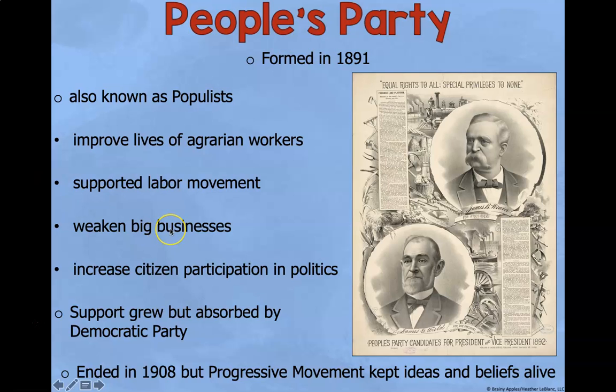When we say big business, we're talking about the business tycoons that we discussed, Rockefeller, those guys, and they wanted to increase citizen participation in politics. So like we said, they were absorbed by the Democratic Party, but it ended in 1908. However, the progressive movement kept these ideas and beliefs alive. All of these ideas that you see here are part of the populist agenda. We'll talk more about political parties later. You will also learn more about them when you take my class next year for government.